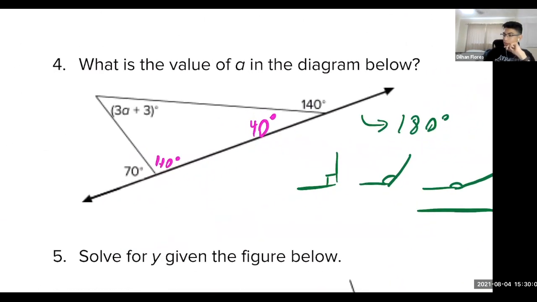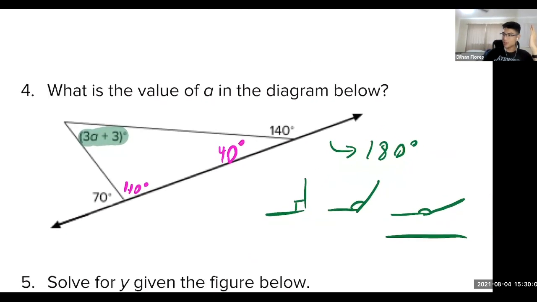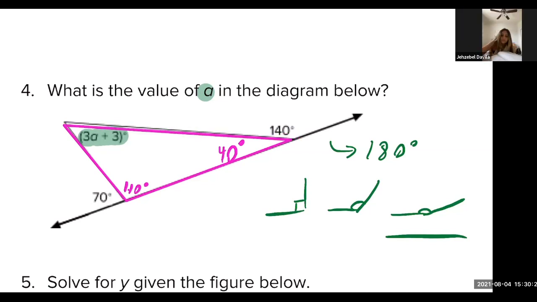Now, we have this weird expression that stands for some sort of angle, all right? And we want to know, what is a equal to? So we've got to solve for a. How do we do that? Well, we have a shape. This right here is a shape. What is this shape called? Triangle. It has 3 angles. It's a triangle. It's beautiful.